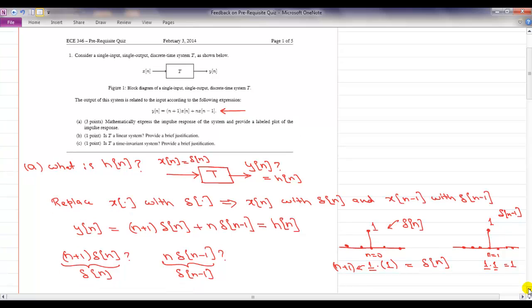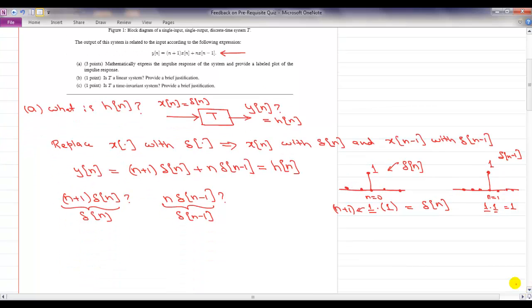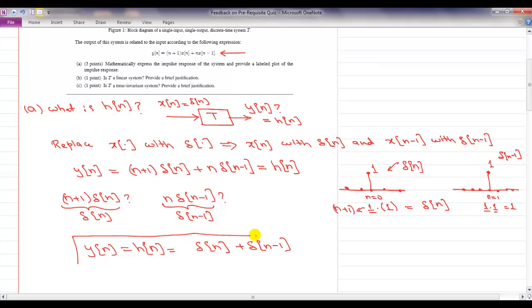So a simplified form of this y[n] or h[n], you can call it either way, is delta of n plus delta of n minus 1. This is the first part of the part A answer. If you got this, then you got it exactly right. If you got the previous version, then I still gave you all the credit that was due up to this region.